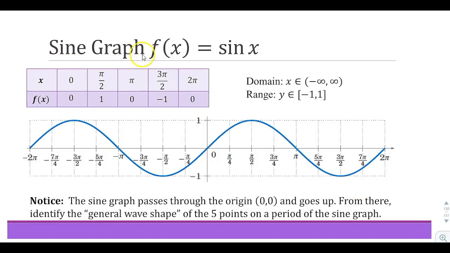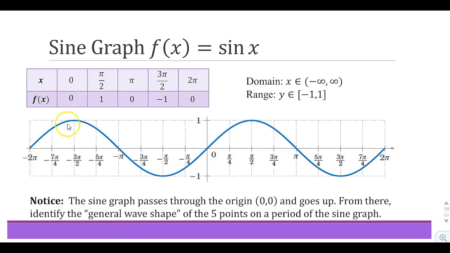Let's look at the sine graph. f of x equals sine x. So this is a function. We can substitute in different values for x into sine x and get out corresponding y values. So the types of values we can plug into the sine function are angles. So I've plugged in my quadrantal angles into sine, and these are the respective values that we get out. And each of these corresponds to a coordinate point.